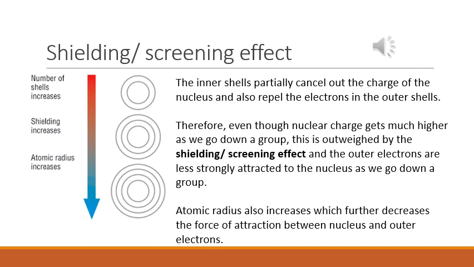Think about it maybe as going down a group. That's what's shown in the diagram. As we go down a group, even though the nuclear charge gets higher, this is outweighed by the shielding or screening effect, and the outer electrons are less strongly attracted to the nucleus as we go down a group. Furthermore, the atomic radius also increases, and this further decreases the force of attraction between the nucleus and the outer electrons. So both factors mean that as we go down a group, the outer electrons are less strongly attracted towards the nucleus.